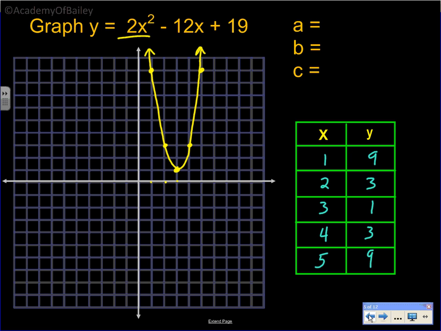And when A is 2, it is not quite as thin as when A was 3, but it's still not as wide as when A was 1/2. So the larger the number for A, pay attention to this, when A is larger, the parabola gets thinner. When A is smaller, when A goes to become smaller, then the graph becomes wider.